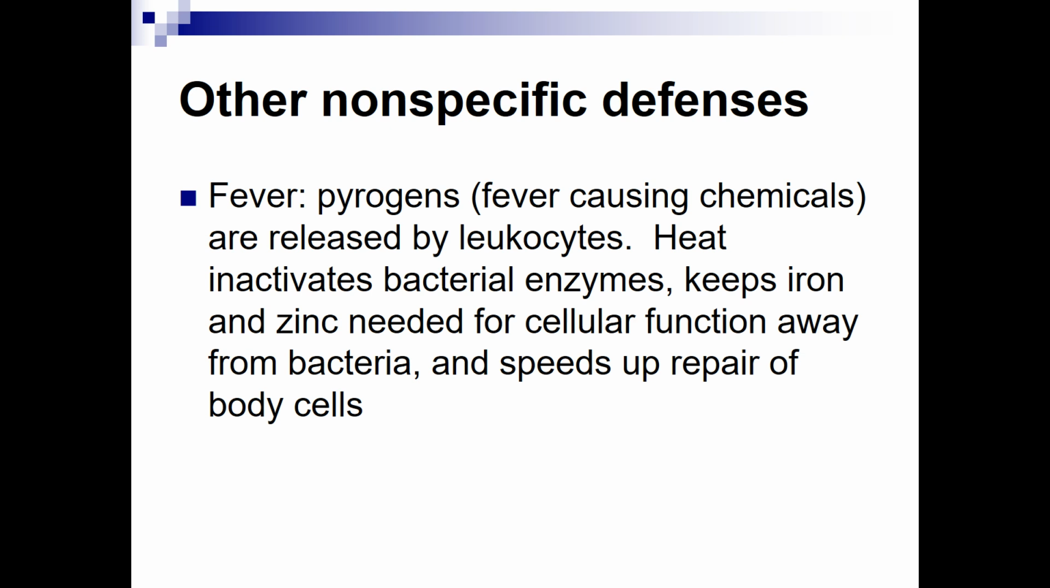The hypothalamus then will ramp up your body temperature. And why do we want that? Because heat inactivates bacterial enzymes. It also keeps iron and zinc sequestered in our liver and away from the bacteria because they need that for their cellular function. And then, like I said, if you have a warmer than normal body temperature, mitosis will happen at a more rapid rate. And so that's why we have fever. And so that's why you should not, at the first sign of a fever, take a fever reducing medication like Tylenol or acetaminophen, ibuprofen. We want fever to work for a while.